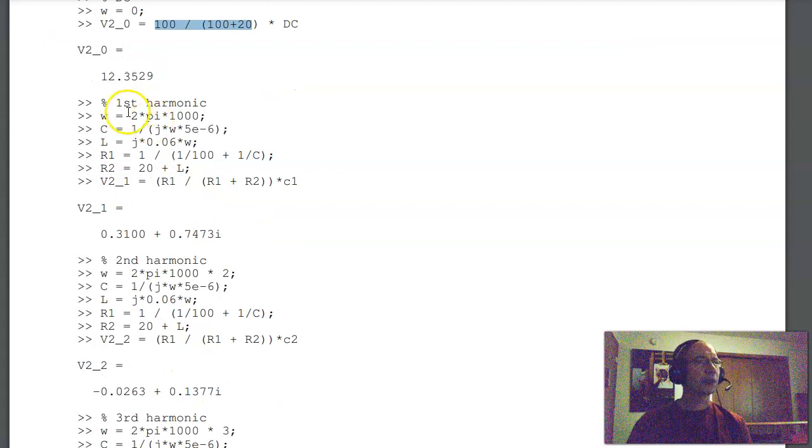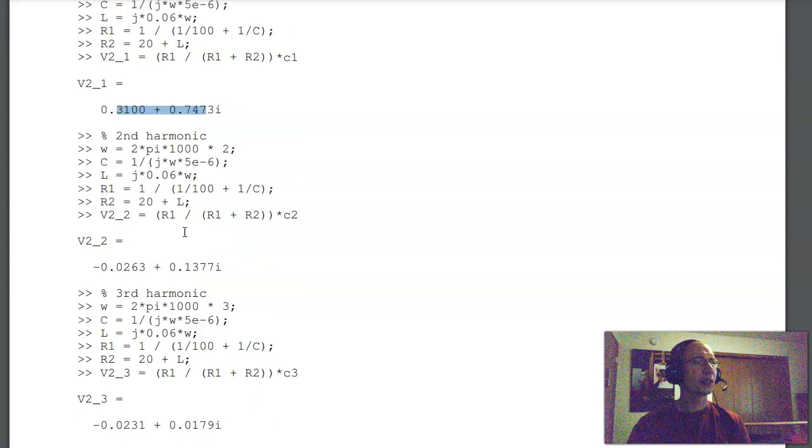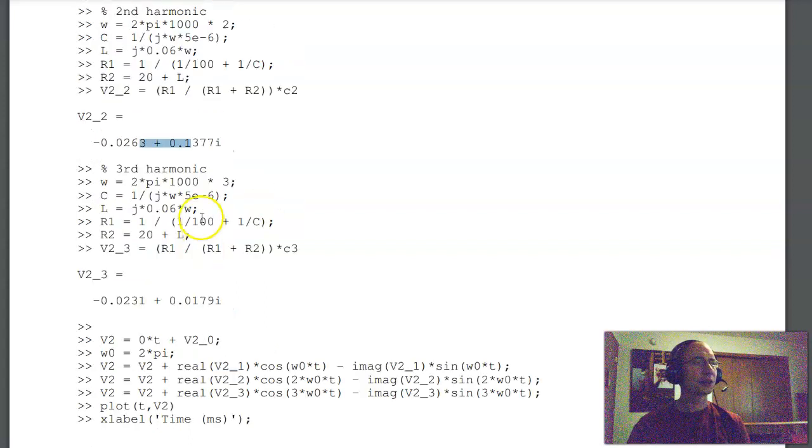The first term is at 1 kilohertz. So here's 1 kilohertz in radians per second. Here's the impedance of the capacitor and inductor, the capacitor in parallel with the 100 ohm load, and the 20 ohm resistor in series with the inductor. Voltage division, R1 over R1 plus R2, where those are complex numbers, times the input at 1 kilohertz gives you the output at 1 kilohertz. Cosine and sine. Repeat at 2 kilohertz. Recalculate the capacitance, inductance, R1, R2. Output is R1 over R1 plus R2 times the input at 2 kilohertz. Here's the output at 2 kilohertz. Repeat at 3 kilohertz. Here's the output at 3 kilohertz.